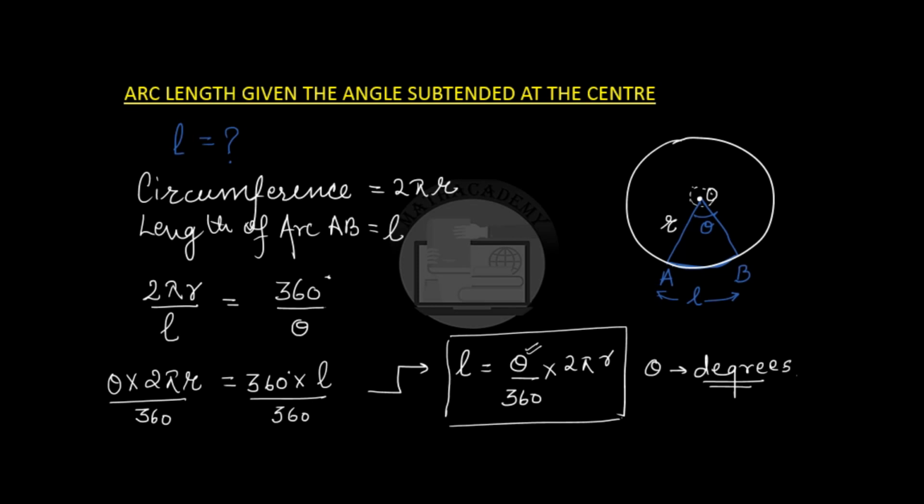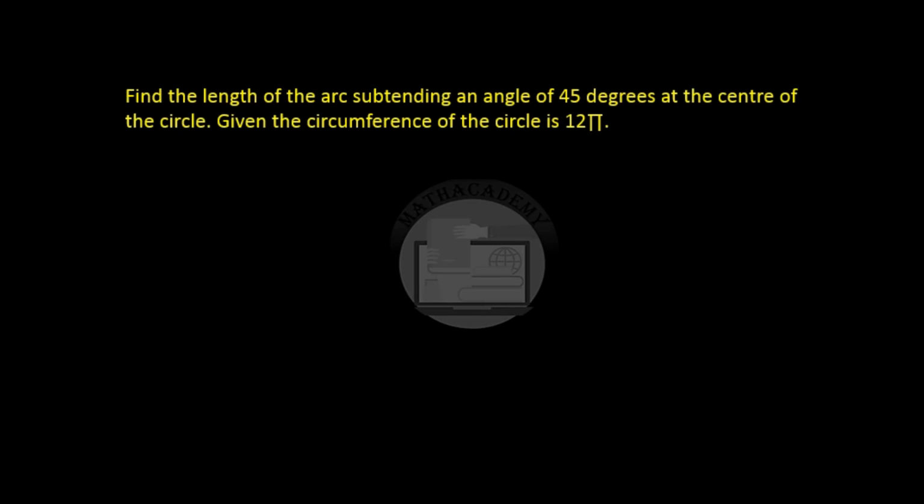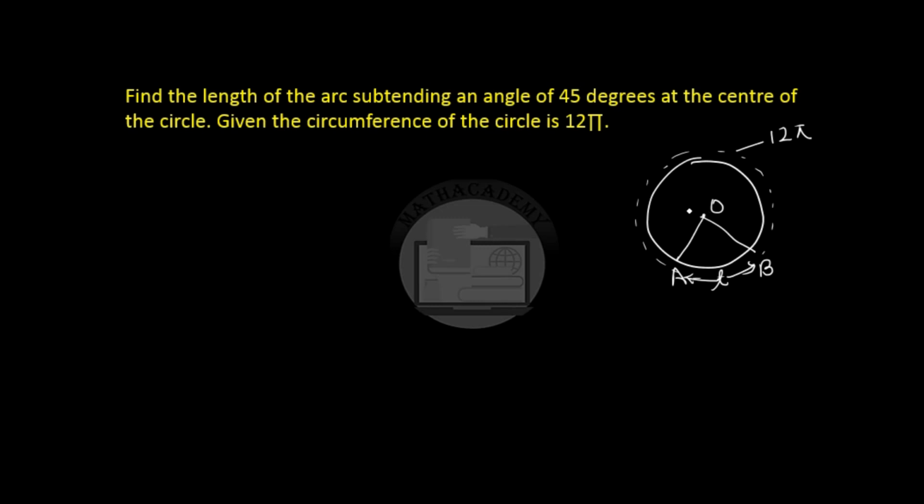Let us try doing an example. We have to find the length of the arc which subtends an angle of 45 degrees at the center. Circumference, it's the length of the boundary of the circle. This is given as 12 pi. The center of the circle, we have an arc AB whose length is to be determined. So this is L which we have to find out, and the angle at the center is 45 degrees.